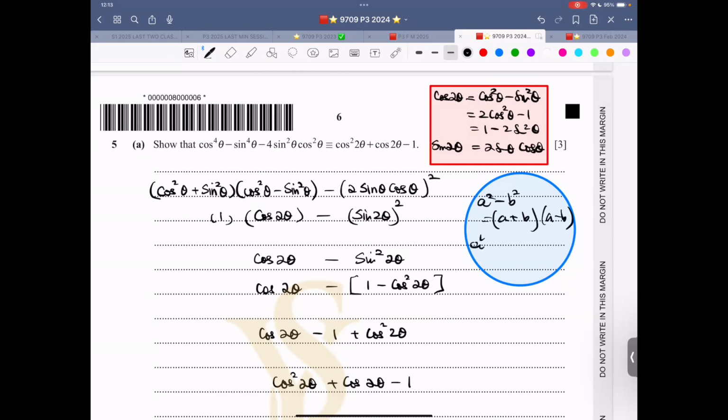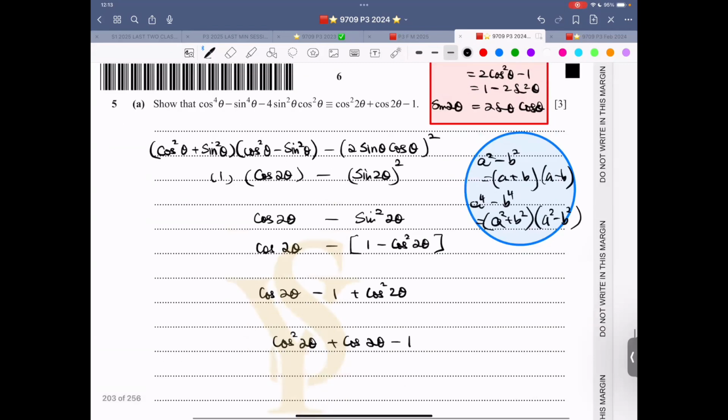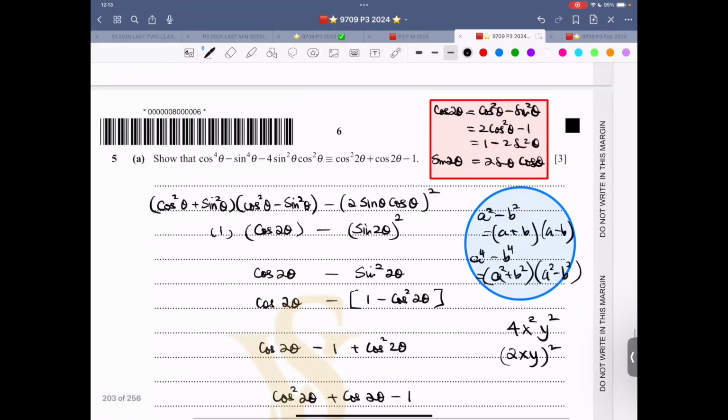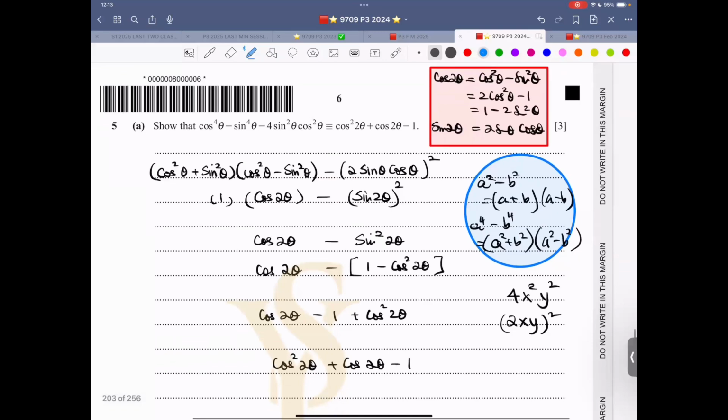We also need this concept, a power 4 minus b power 4. That is a square plus b square, a square minus b square. And we also need indices. That is 4x square y square, which is the same thing as 2xy, the whole thing square. So now look at all of these things. Where have we applied which concept over here?